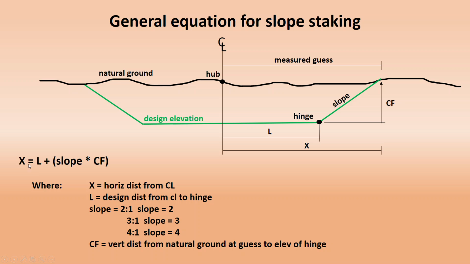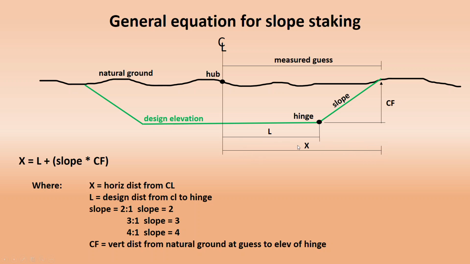We'll go to the general equation, I guess. The general equation for slope staking is X equals L plus slope times cut fill, where those variables are shown in the diagram here. X is the horizontal distance from your center line, or your control point, out to the end of the designed line, or where your catch point will be.